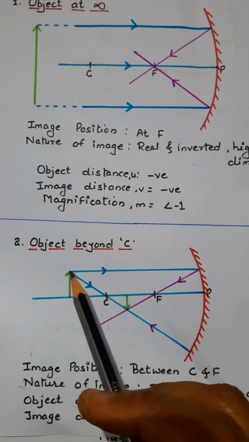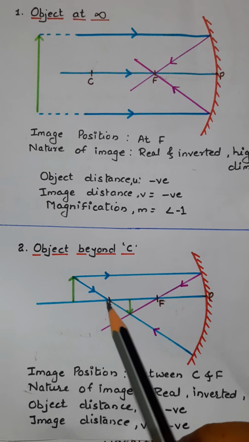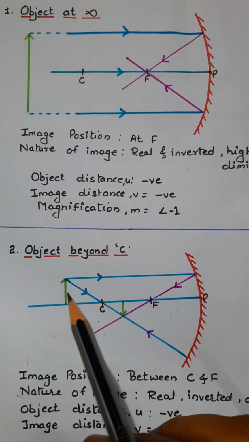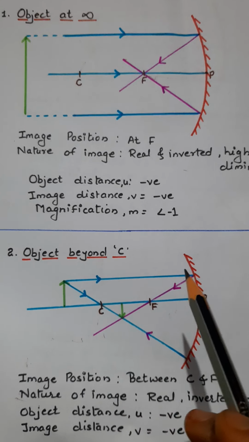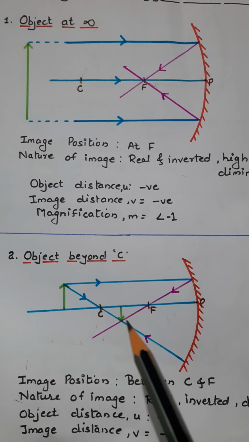Now let us see the second case, where the object is placed beyond C. You can see the object is drawn beyond C, the center of curvature. So when the object is placed beyond the center of curvature, what kind of image is formed? Here we are going to consider a ray of light which is parallel to the principal axis and another ray of light which is passing through the center of curvature.